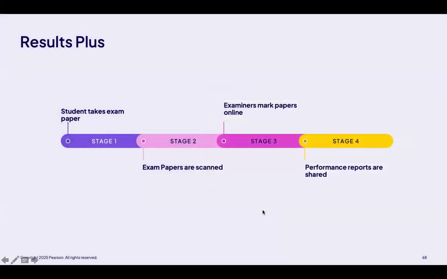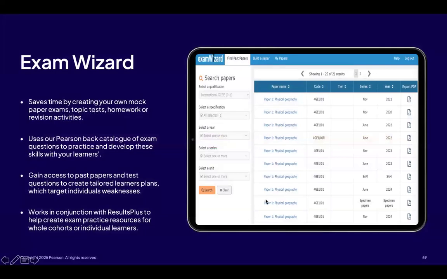And here it is. So just a snapshot of the process: student takes the exam paper, they're signed, they're marked, performance reports are shared. A really, really great resource, a free resource as well. Once again, lots of this stuff is absolutely free.